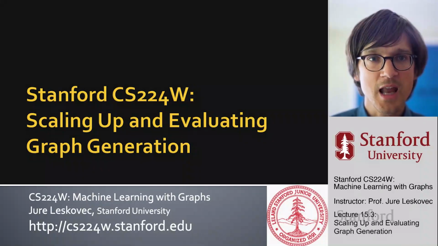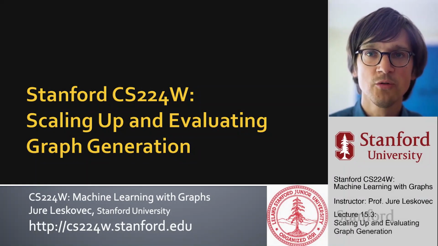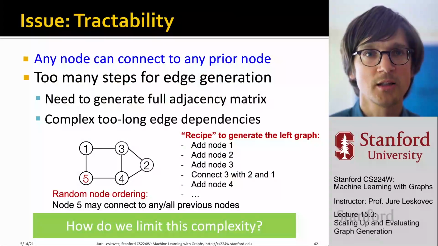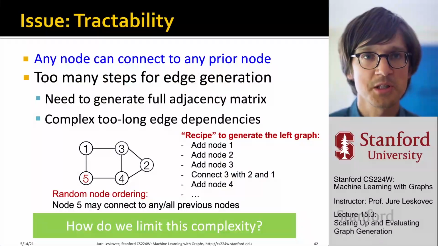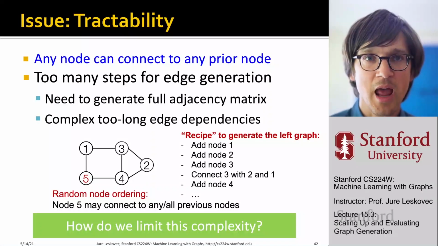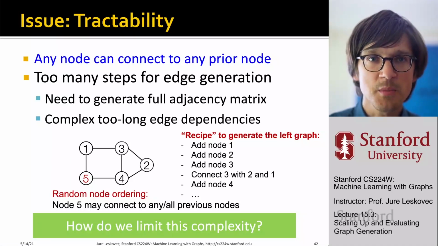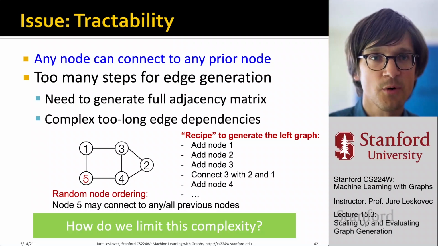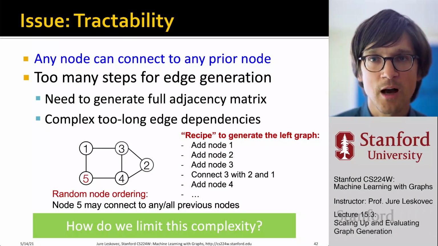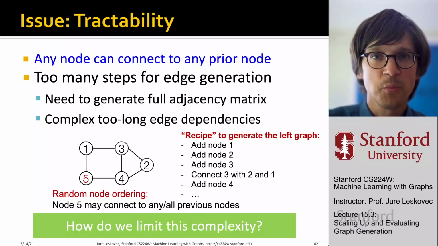What I want to discuss next is how do we make the RNN tractable and how do we evaluate it. So we are first going to discuss tractability. How do we make our model more scalable? And the issue is that in a graph, in principle, any node can connect to any prior node. So this means there might be a lot of steps for edge generation, right? When node 1000 joins, we may need to generate now 1000 possible edges, right?